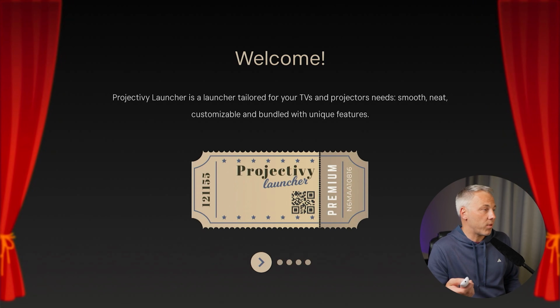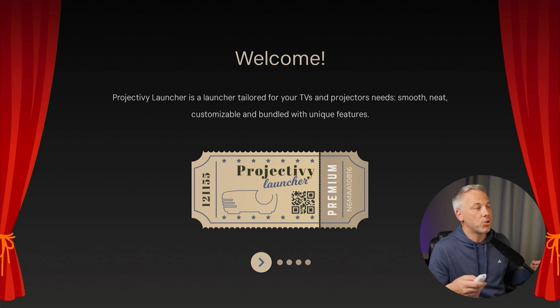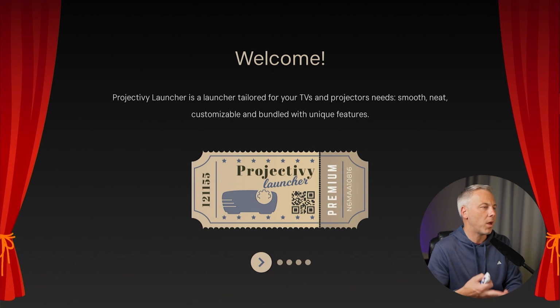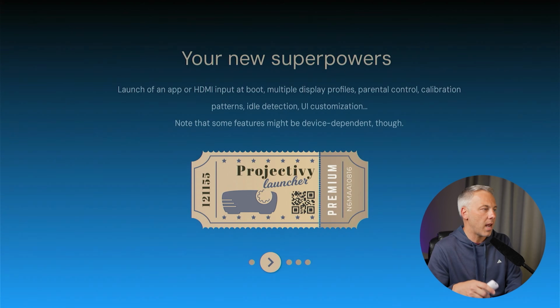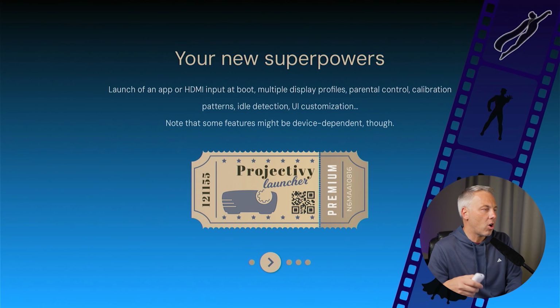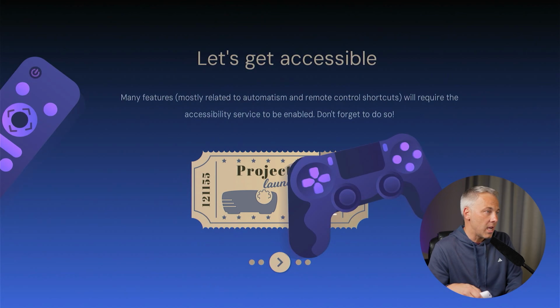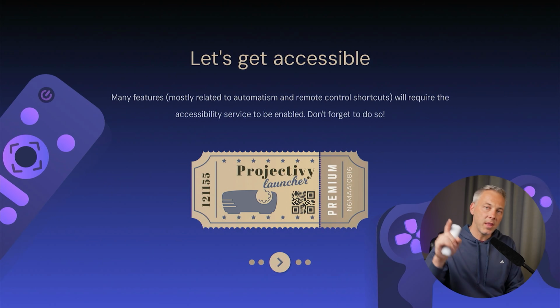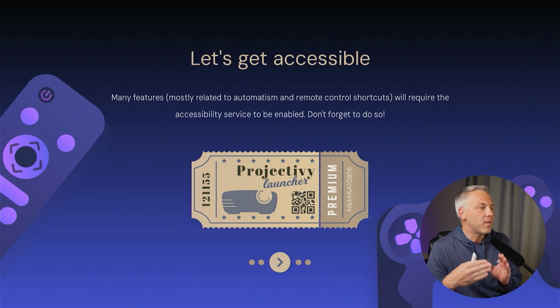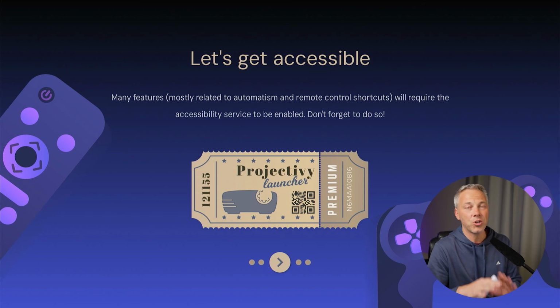And it jumps up with this. ProjectIvy Launcher is a launcher tailored for your TVs and projectors needs, smooth, neat, customizable, and bundled with unique features. That is exactly what we want. So let's click next. It breaks down some of the features. They call them your new superpowers. And this screen says, let's get accessible. And this is important. This is what I'm talking about. You've got to activate the accessibility service in order for this to work. Otherwise, it won't be able to operate as your launcher. I'm going to walk you through all of that, so just stay with me.